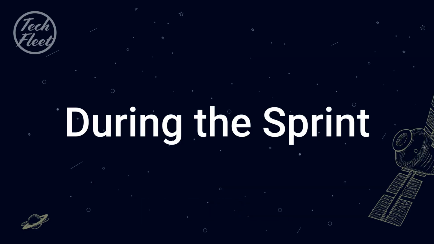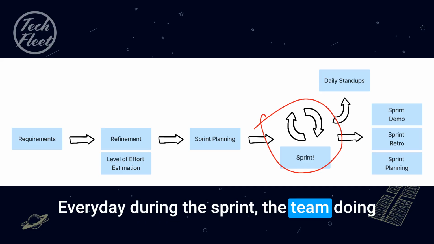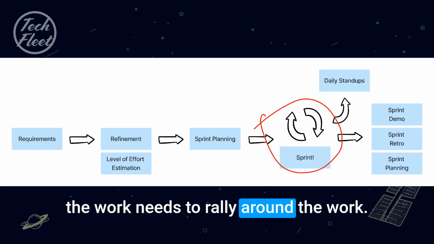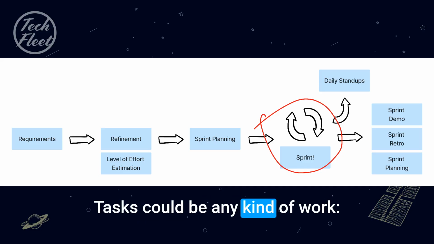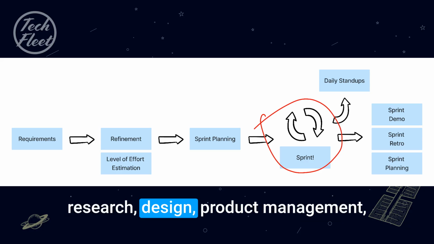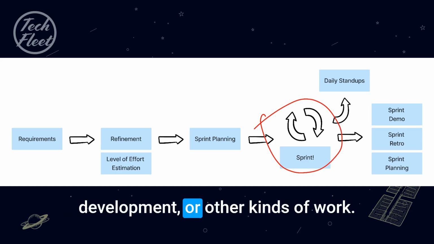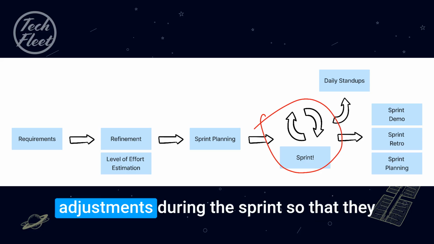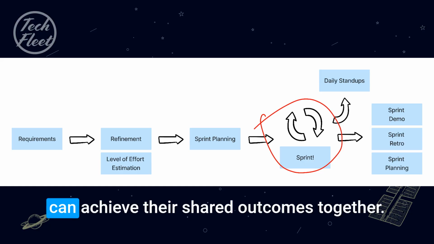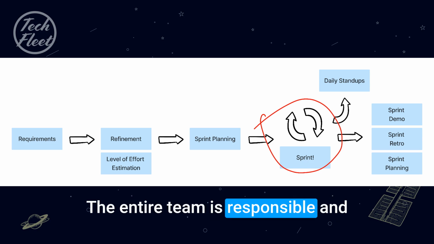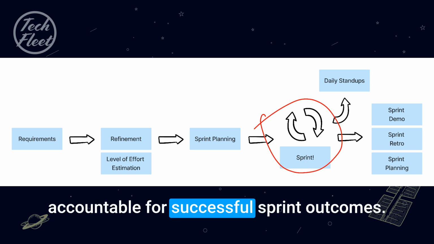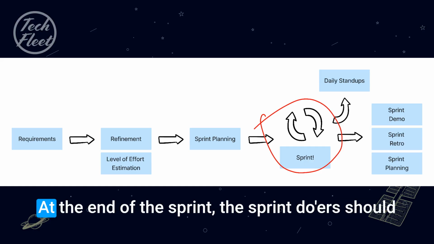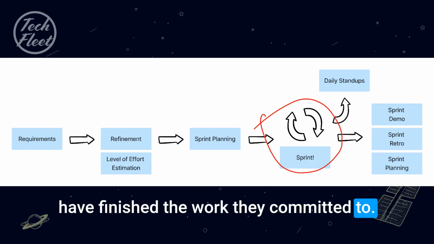During the sprint, every day during the sprint, the team doing the work needs to rally around the work. Tasks could be any kind of work: research, design, product management, development, or other kinds of work. The team needs to reflect and take action on adjustments during the sprint so that they can achieve their shared outcomes together. The entire team is responsible and accountable for successful sprint outcomes. At the end of the sprint, doers should have finished the work they committed to.